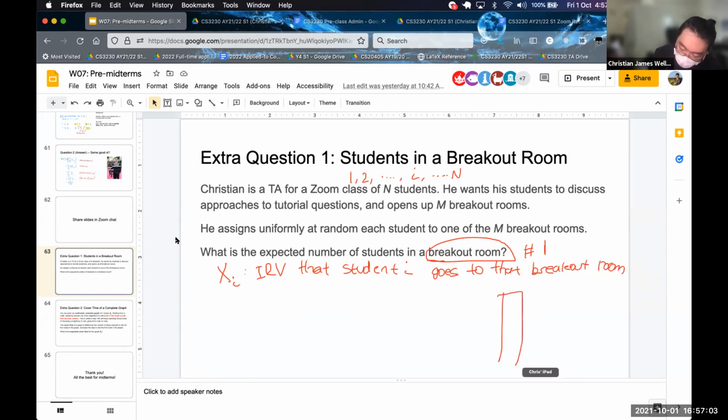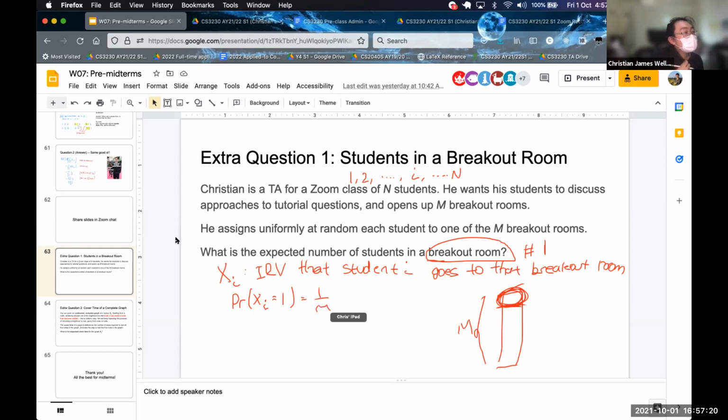So there are M breakout rooms, and the probability of you getting to this breakout room number 1 is 1 over M. Probability of Xi equals 1 is 1 over M. Is this clear? Do you see that it follows that the expected value is n over M, because I have n students? Oh yeah, I think that must have been the confusion. Yes, no problem. Okay.